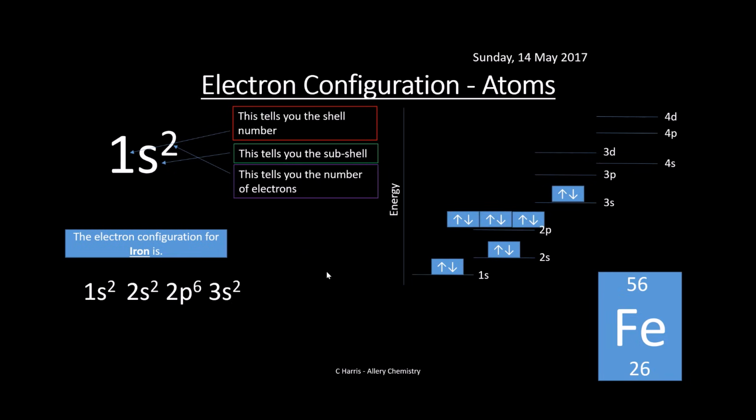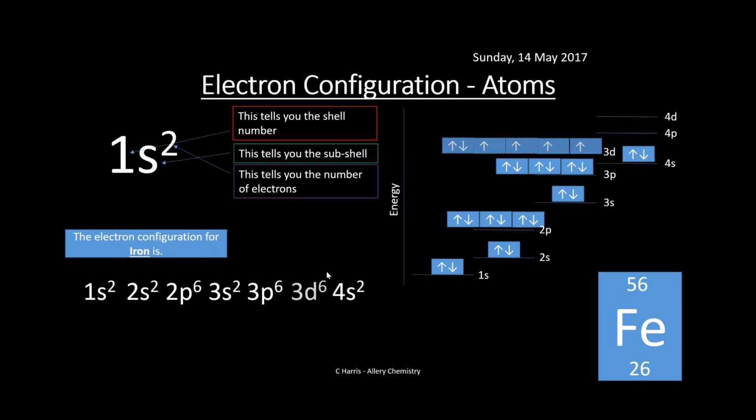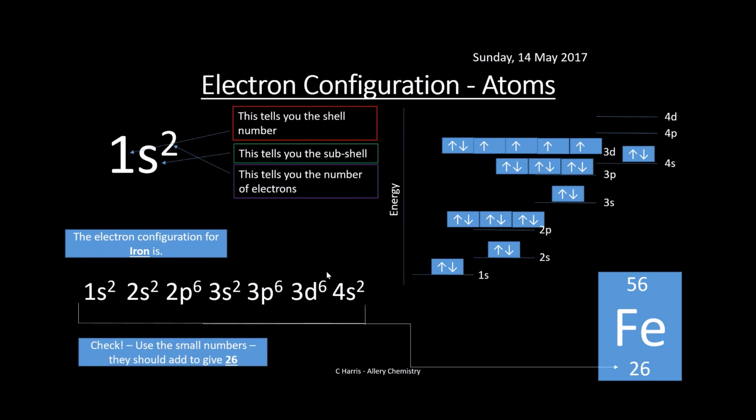2p6, 3s2, 3p6, 4s2, 3d10. Okay, so this is the electron configuration for iron. Now the crucial thing is you've got to check. Use these small numbers on the top and they should add up to give 26. Okay, so you're adding up all these. That's really, really important. This is showing how the electrons are arranged.